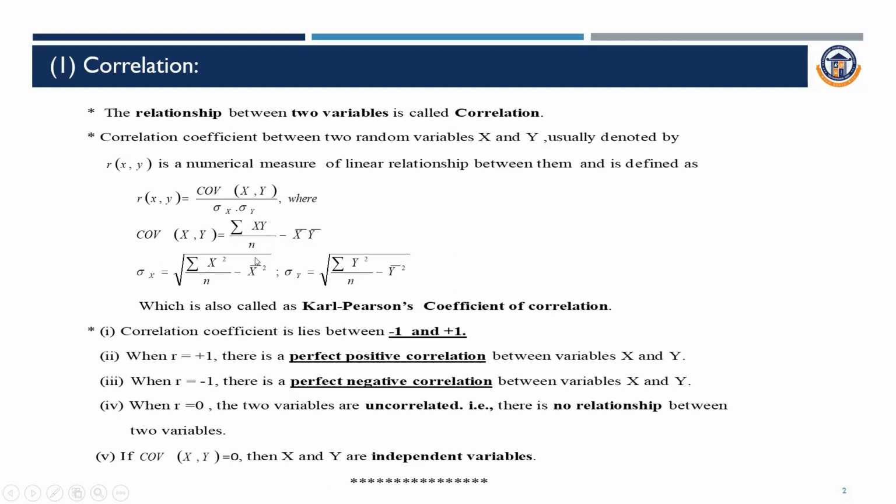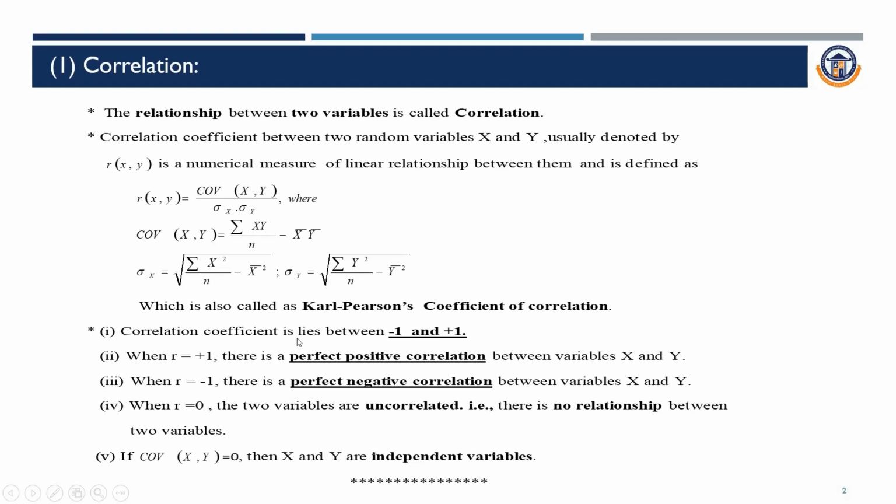Here n is the number of data, x bar is called the mean of x and y bar is called the mean of y. Sigma x means standard deviation of x. It is defined by root of summation x square by n minus x bar square. Similarly, sigma y is defined by root of summation y square by n minus y bar square. Another name of correlation coefficient is Karl Pearson's coefficient of correlation.